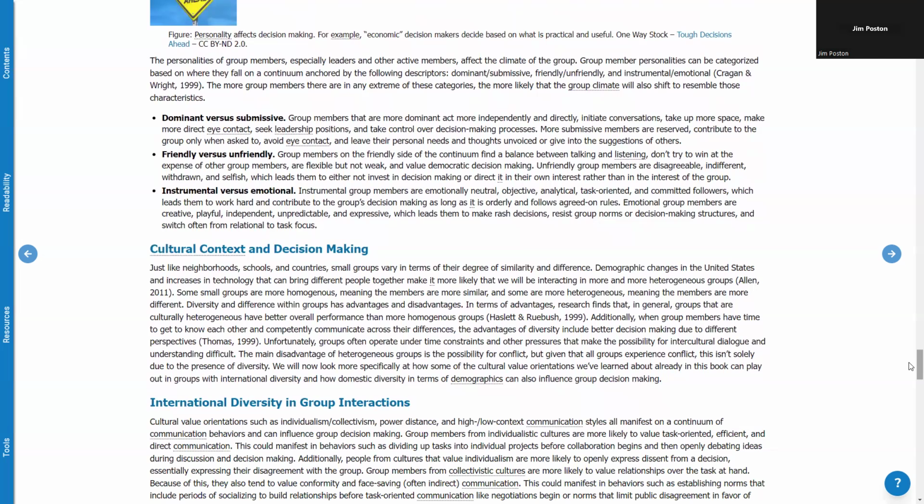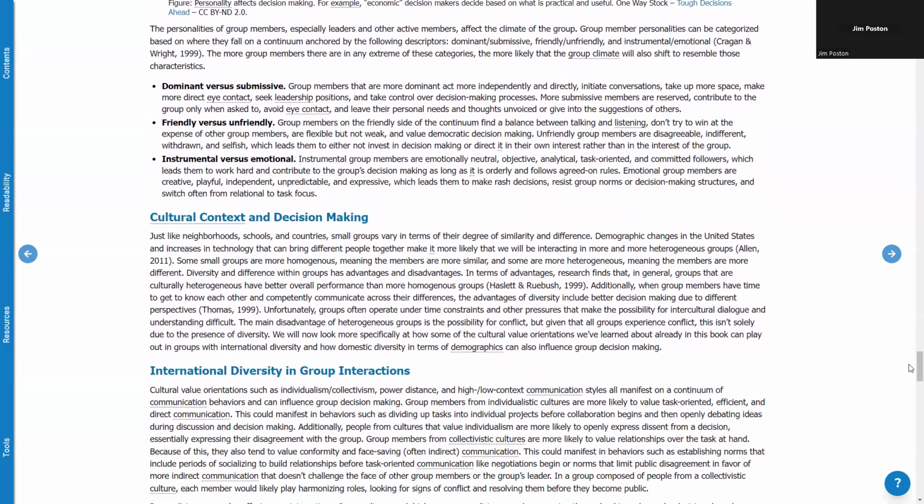Dominant versus submissive. Group members that are more dominant act more independently and direct, initiate conversations, take up more space, make more direct eye contact, seek leadership positions, and take control over decision-making processes. More submissive members are reserved, contribute to the group only when asked to, avoid eye contact, and leave their personal needs and thoughts unvoiced to give into the suggestions of others.